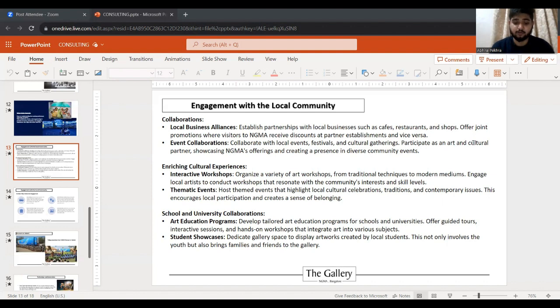In collaboration we can also have event collaboration. In this, we join forces with local events, festivals, and gatherings. We can show off what the National Gallery has to offer and become part of these community events.